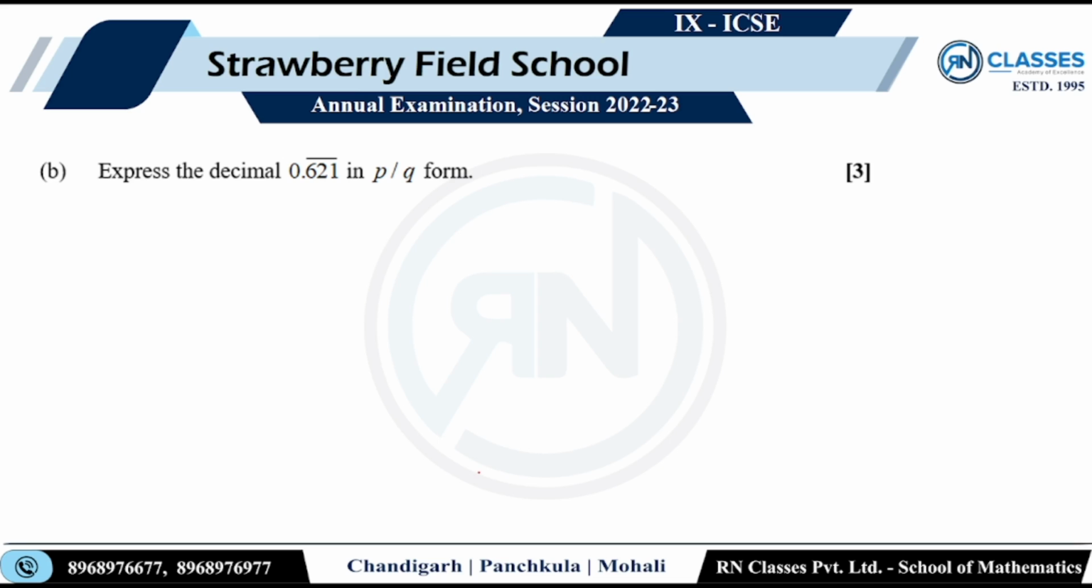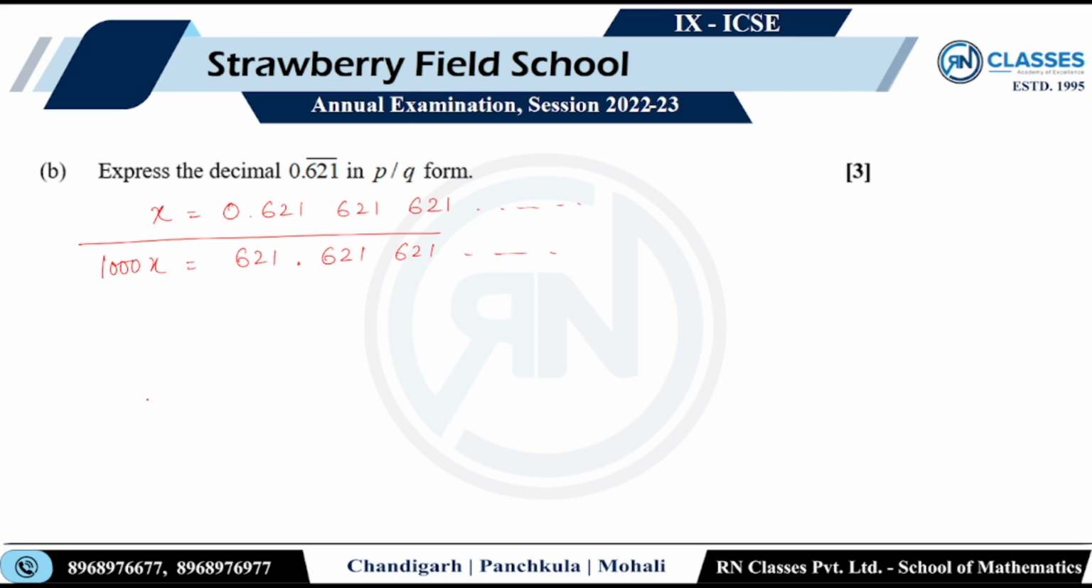Next one. Express this decimal in p by q form. Okay. So मेरे को ये क्या दिया हुआ है डेसिमल में x is equal to 0.621, 621, 621 and so on. Right? अब multiply both the sides. Of course, ये आपको लिखना पड़ेगा. Multiply both the sides by 1000. So 1000x is equal to 621.621, 621 and so on.